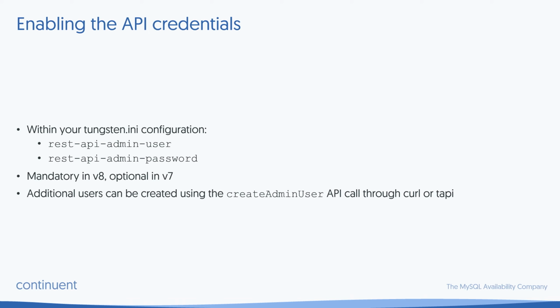Additional users can be created using the create admin user API call, either through curl or the TAPI command line tools. In version 7, you can use the create admin user call to create that first user as well, if you don't specify it during install time.